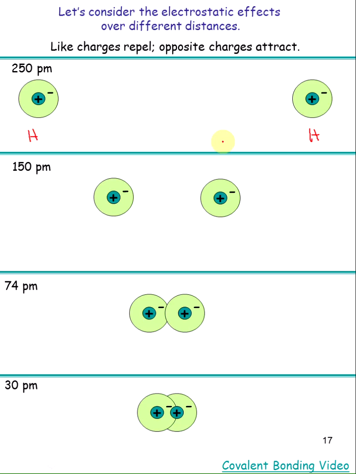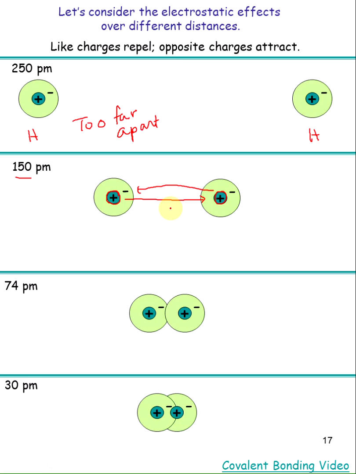So right now, these two hydrogens at 250 picometers are too far apart. And since they're too far apart, neither one is going to be able to detect the other one's presence. But let's start pushing these hydrogen atoms closer together. So now we're going to push it to 150 picometers. The atoms can detect the other atom's presence. So the proton on this hydrogen starts to see the electron on this atom, and vice versa. So they start to attract each other.